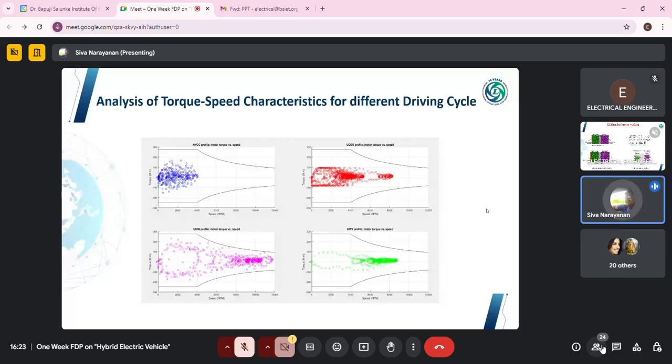This is available online. If you are interested, you can download your own country's driving cycle and verify. Nowadays in the IEEE DataPort, you have the driving cycles of different countries. That gives us an idea of how our vehicle performs under different driving cycle patterns.